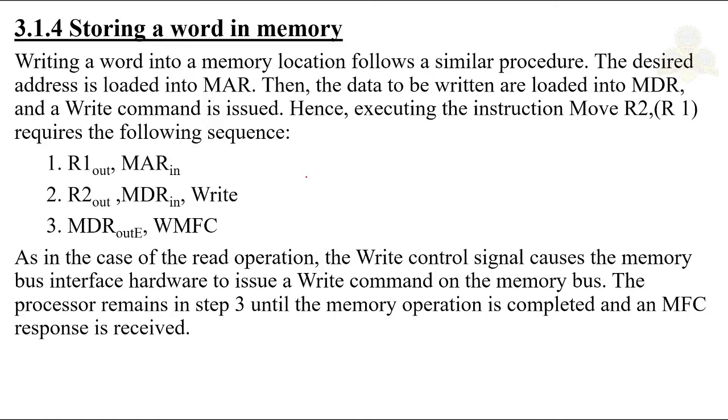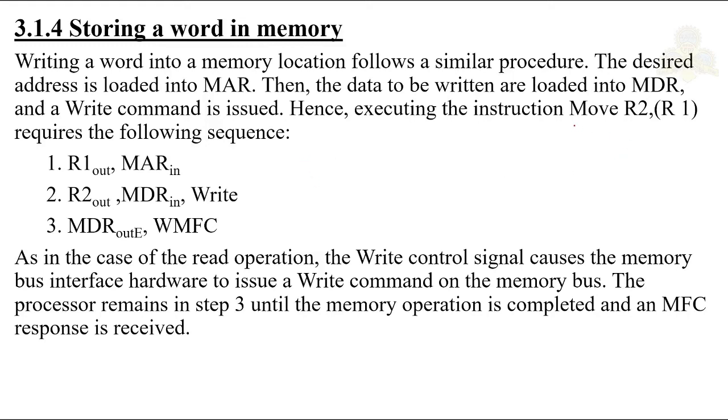So what will happen in this case? First, the processor would store the data into MDR, then the address of the memory location would be sent to MAR, then a write signal will be initiated. What will happen then? The contents of the MDR would be moved to that particular memory location.